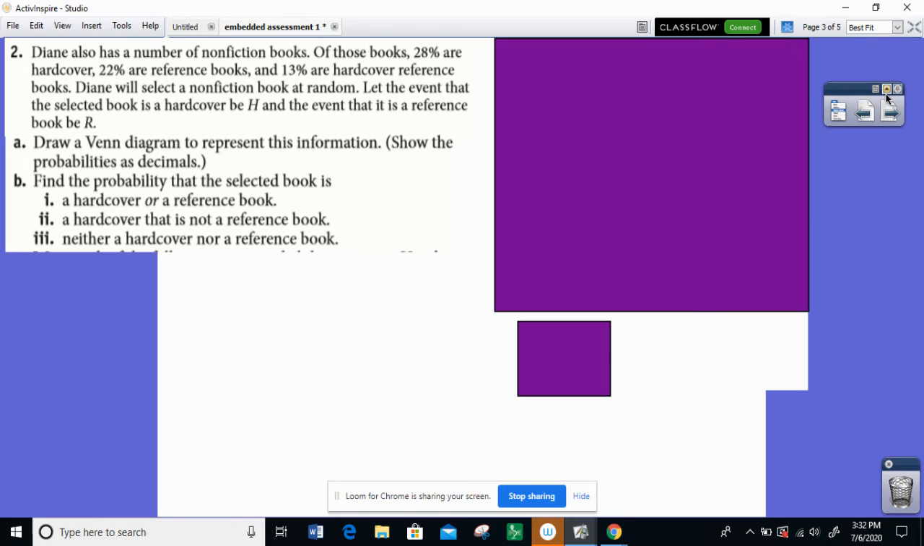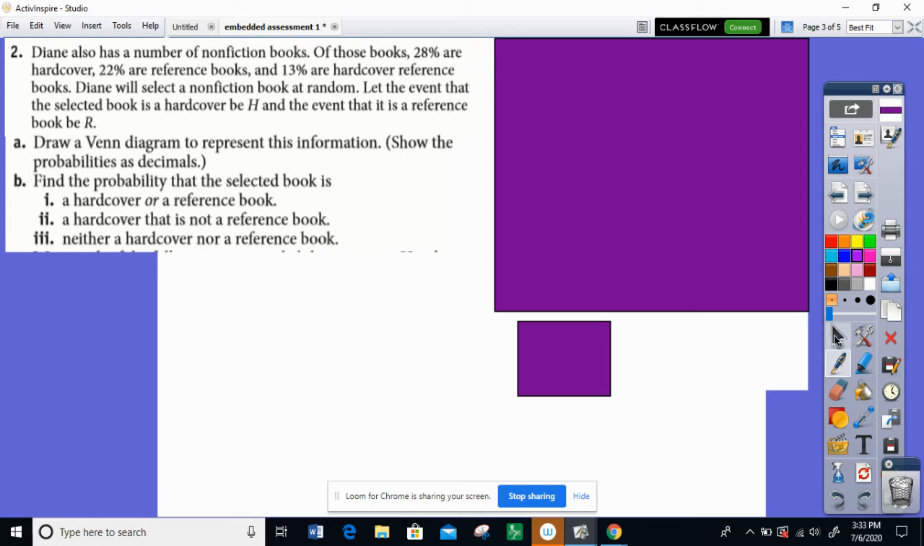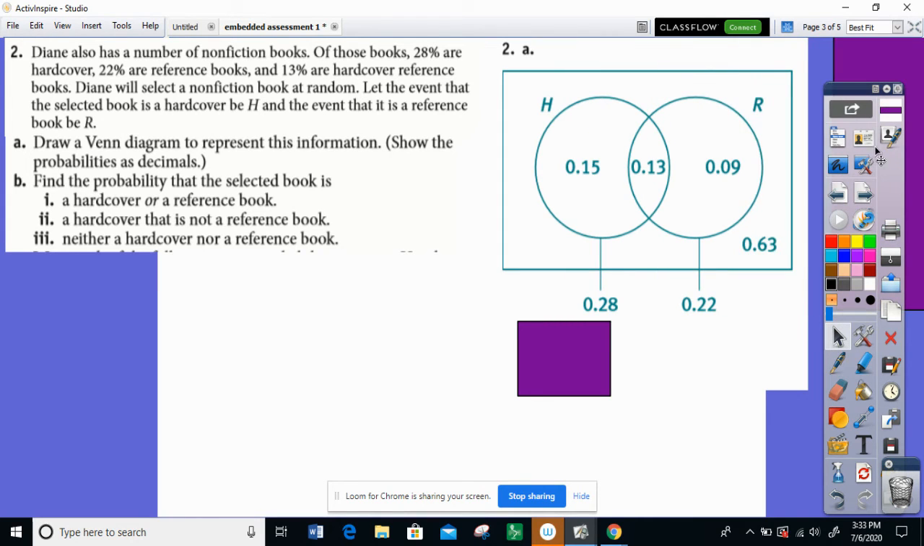Of these books, 28% are hardcover, 22% are reference books, and 13% are hardcover reference books. Diane will select a nonfiction book at random. Let the event that the selected book is a hardcover be H, and the event that it is a reference book be R. So number 2A says, draw a Venn diagram to represent this information and show the probabilities as decimals. Here is what that Venn diagram is going to come out to look like.